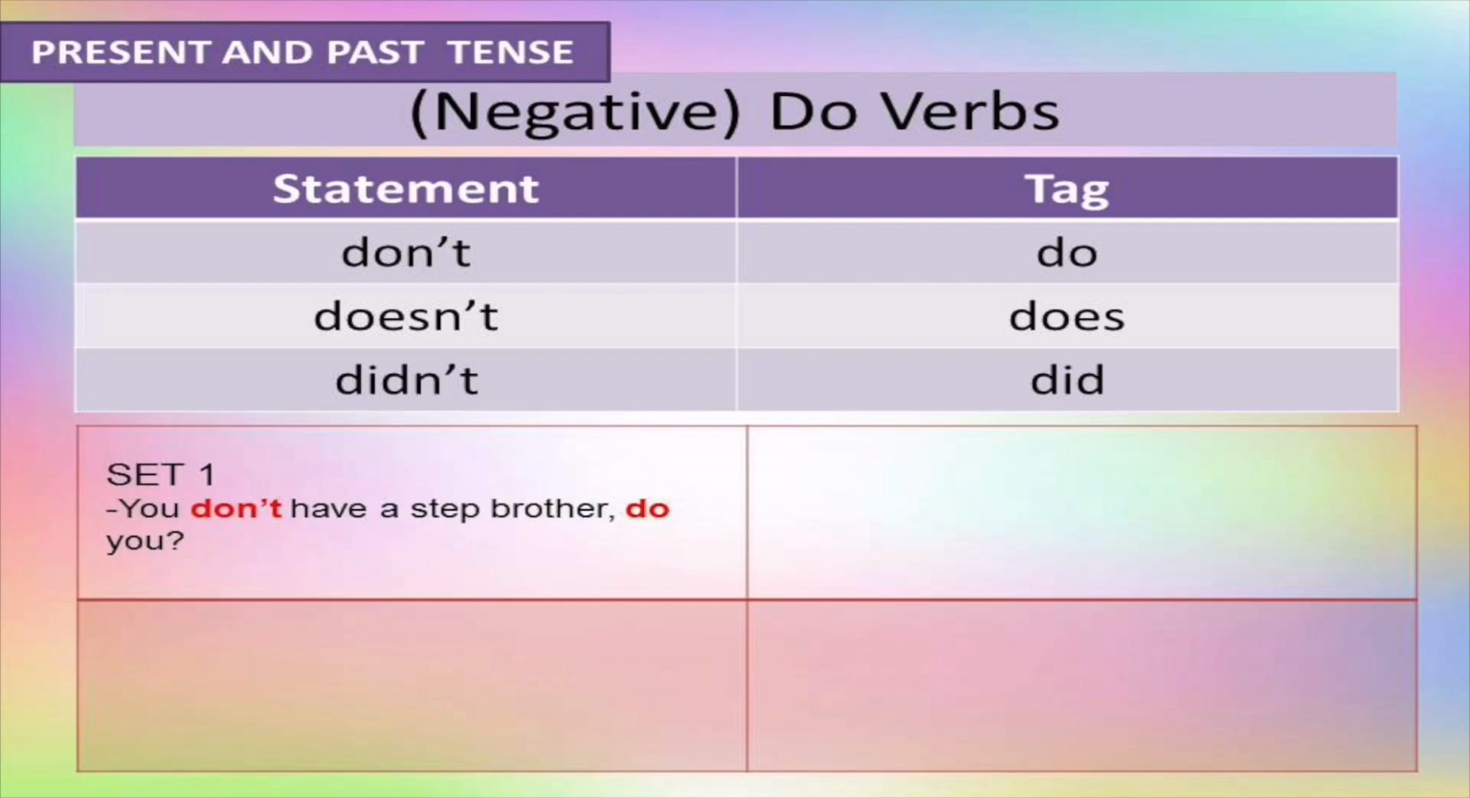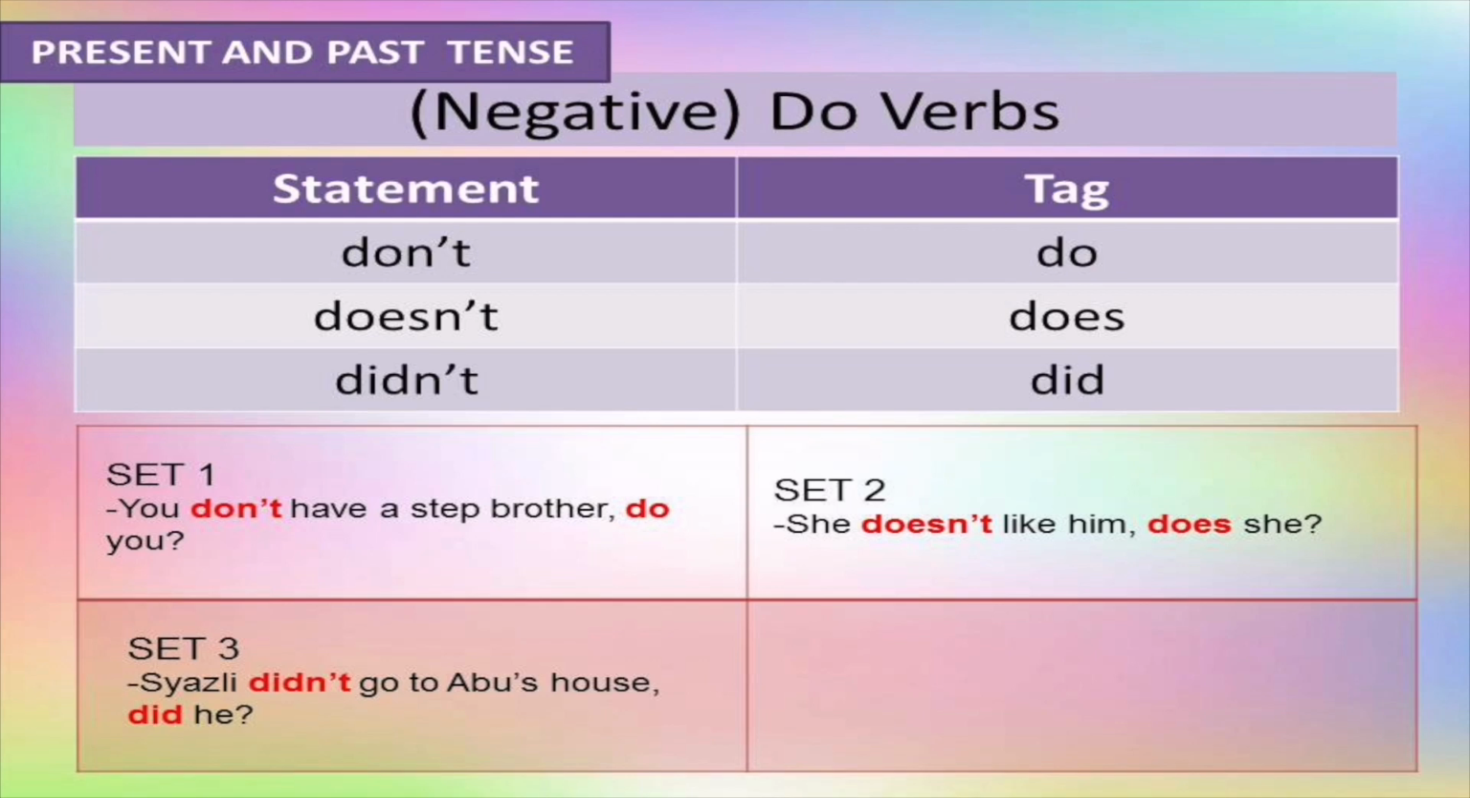You don't have a stepbrother, do you? She doesn't like him, does she? Doesn't is used for singular subject. Once again, negative, positive. Next, Shazli didn't go to Abu's house, did he? Didn't is past tense, so it's negative with positive.